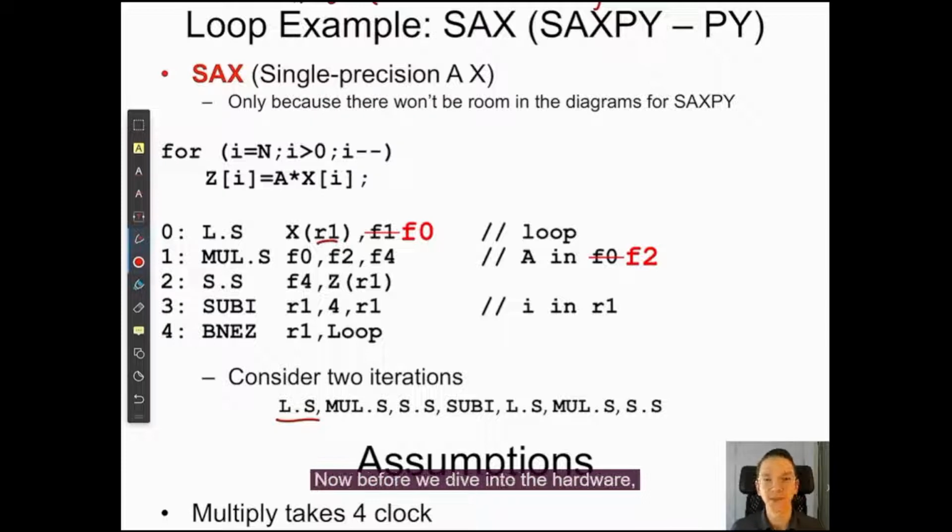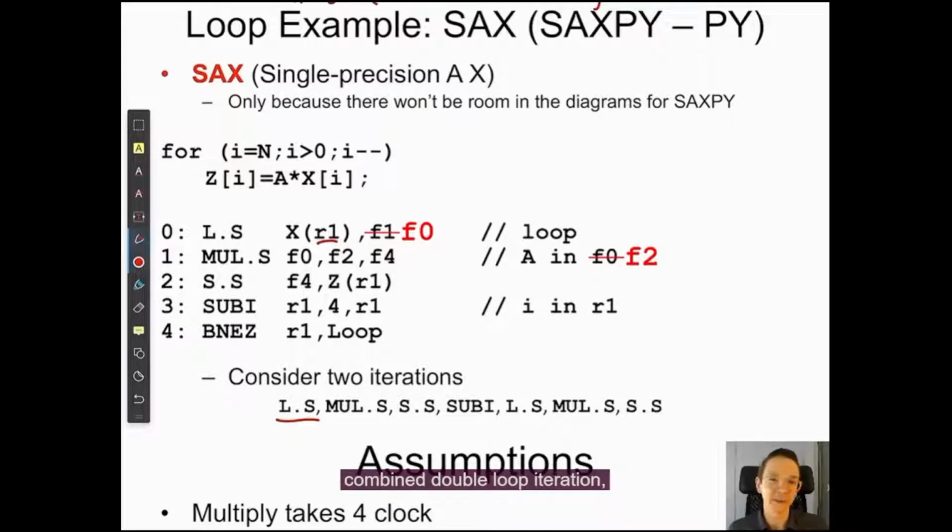Now, before we dive into the hardware, I just want you to reflect for a moment about static loop unrolling for this simple kernel and say we're unrolling by 2 loop iterations. So I have the code here for the combined double loop iteration. First a load, a multiply, a store, a subtract to update the indexing variable. And notice there's no branch. This was a key point of combining the 2 loop iterations to limit the number of dependencies, including control dependencies. And then of course we follow the second part of this combined iteration, load, multiply, store.